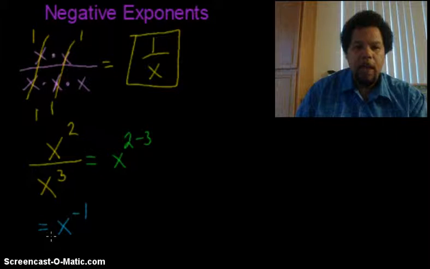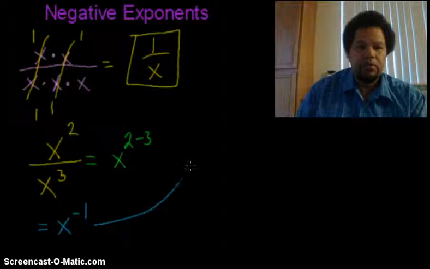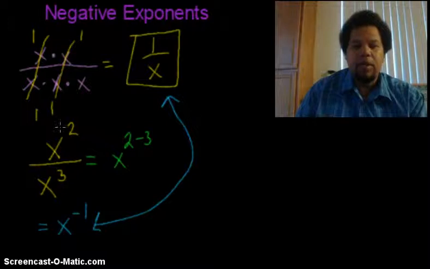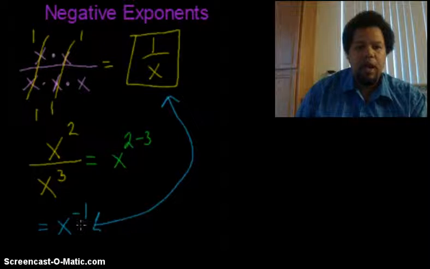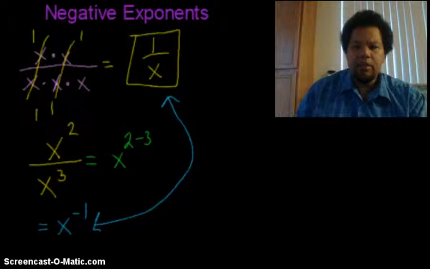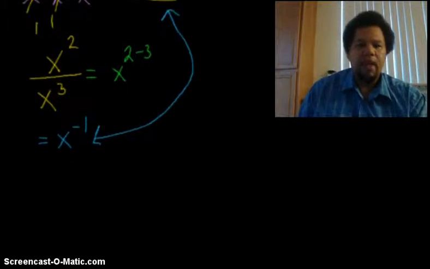And so look, we have this negative exponent, but remember, this is equivalent to this up here, because that's all it is. This is what it looks like when we have it written in powers. This is what it looks like when we expand all the factors out. So x to the negative 1 is equal to 1 over x. So that is the rule of negative exponents.